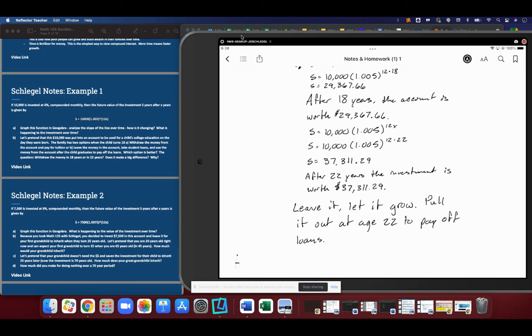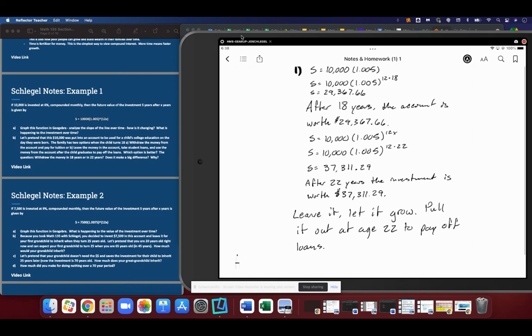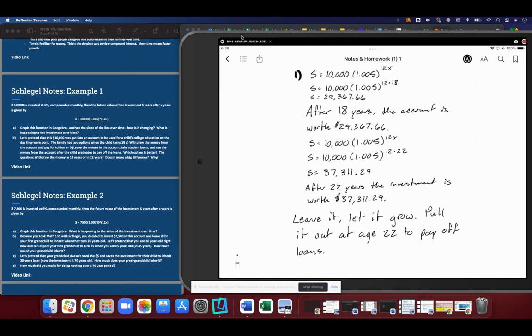Your advice may be different. Again, there is a little bit of room for interpretation in terms of all that there, everyone. The piece that is rock solid, though, is that in 4 years, the value of the investment goes from $29,367 to $37,311. Again, $8,000 of growth in just 4 years.